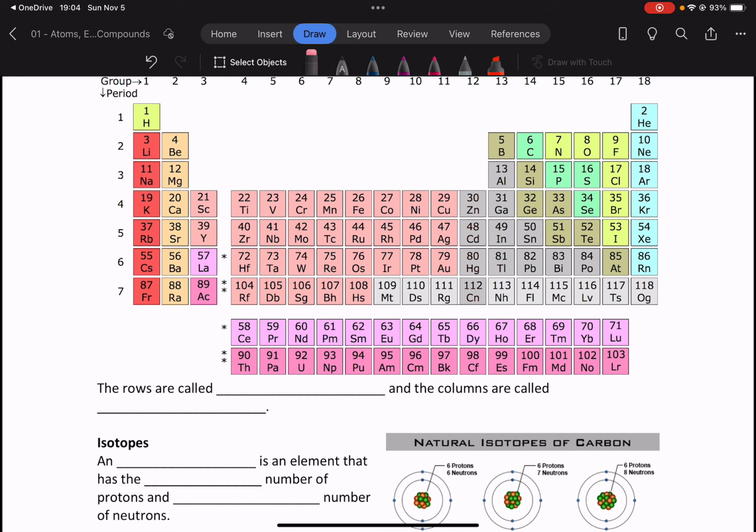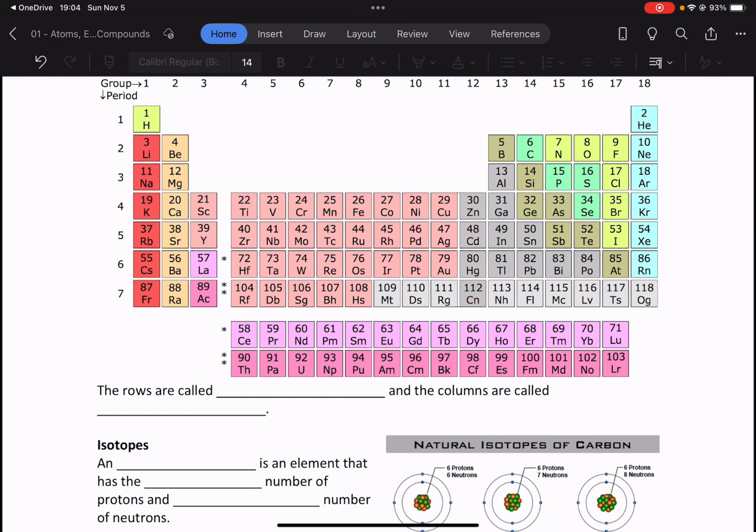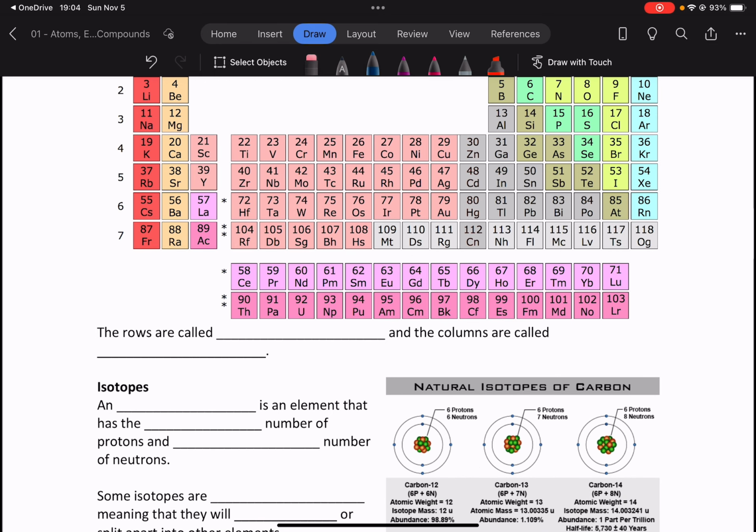Let's look at a couple things you might want to look at. If you look at the top here, you've got group and period. The rows are called periods, because the periods deal with energy levels, and the columns are called groups.